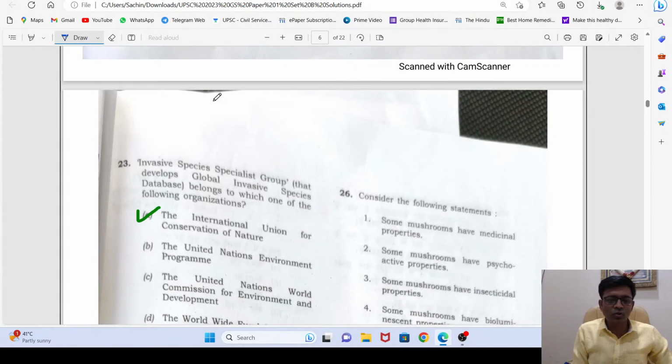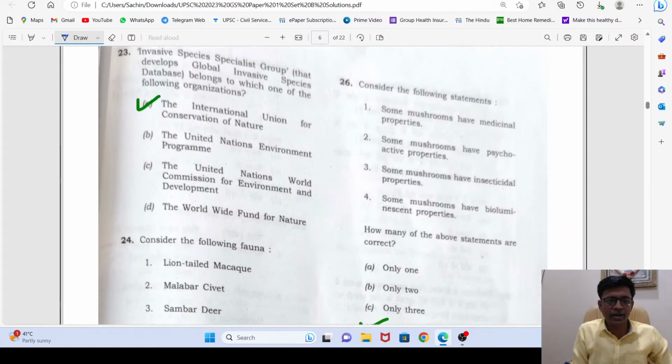So I guess total 3 questions, and out of these 3 questions, one from the science and technology, 2 from the environment and ecology. Again a question on environment and ecology. It is a factual question from the current affairs. You should know this: the Invasive Species Specialist Group that develops the Global Invasive Species Database belongs to which one of the following organizations? It belongs to the IUCN, International Union for Conservation of Nature. It is a factual question.